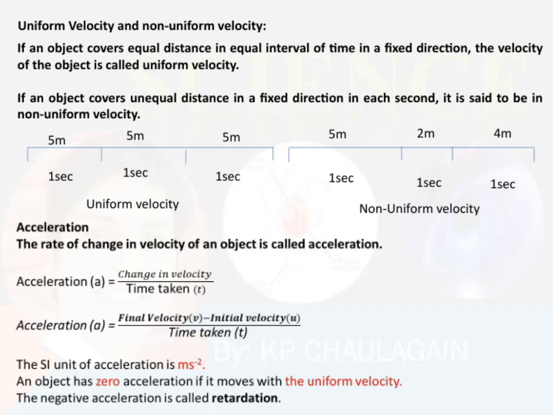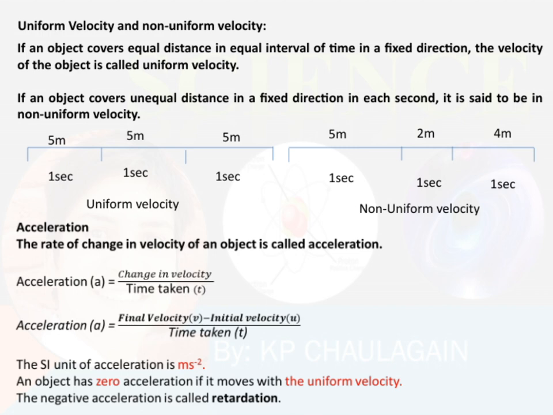Let's talk about velocity, how fast something moves in a certain direction. When an object covers the same distance every second, its velocity is uniform. It's steady, predictable. But when the distance changes each second, that's non-uniform velocity. The speed isn't constant, it might speed up or slow down. Understanding this difference helps us describe motion more accurately, whether it's a car cruising down the road or a ball rolling to a stop.